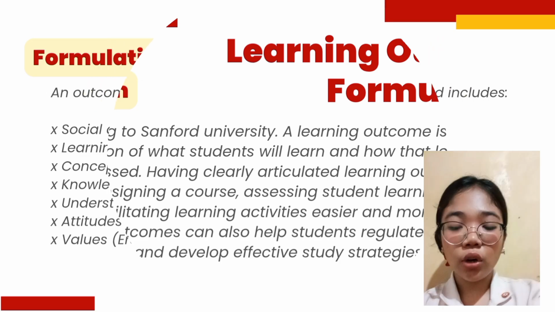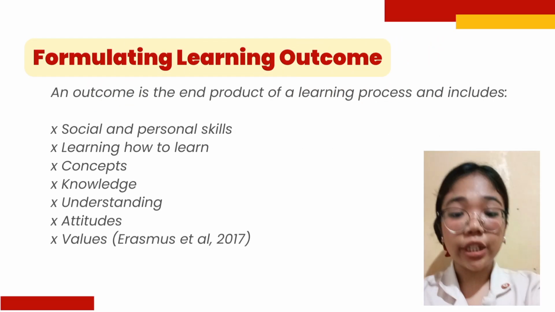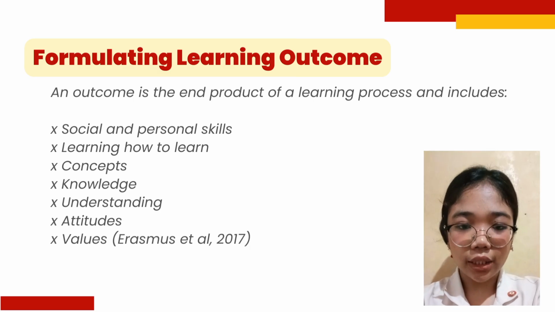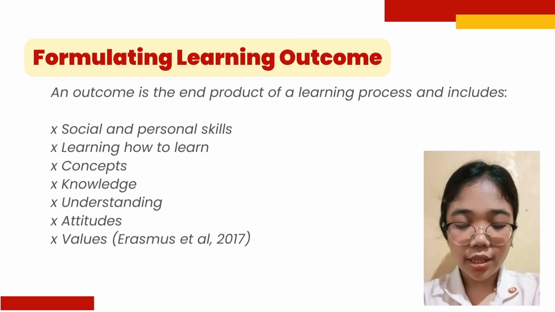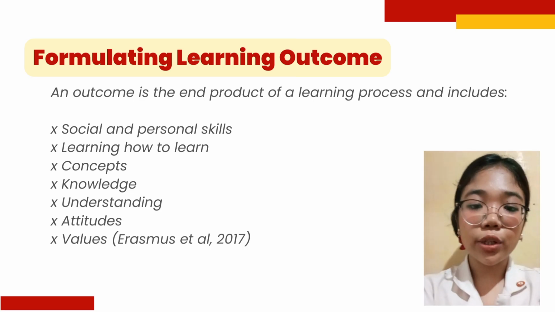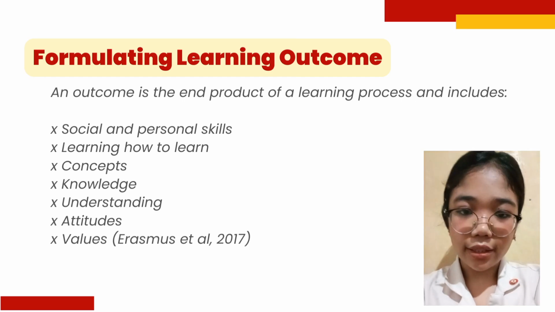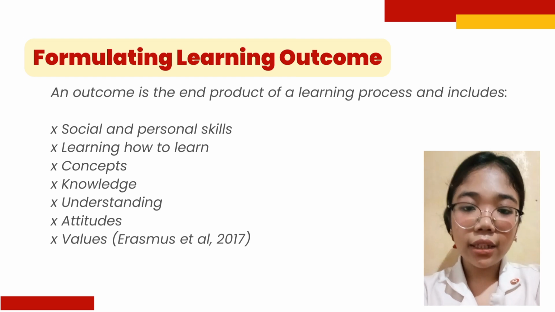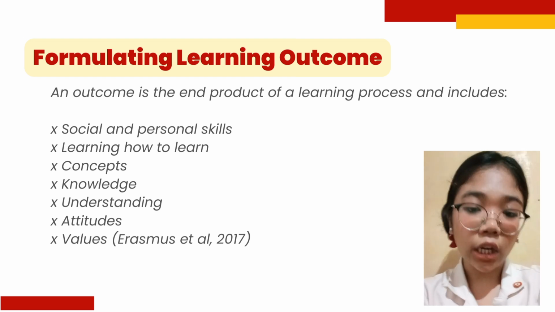So let's now move on to the next slide, which is formulating a learning outcome. According to Erasmus et al. 2017, an outcome is the end product of a learning process, and it should include these elements: the first one is social and personal skills. The next one is learning how to learn. Then concepts, knowledge, understanding, attitudes, and values.